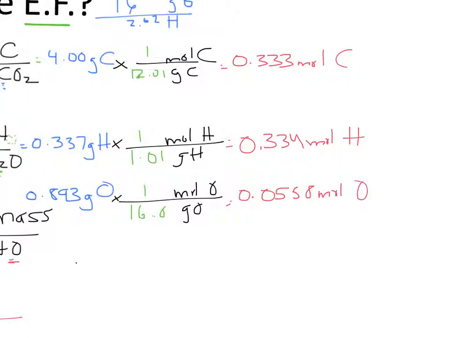All right, well, I know what you're going to ask next. Okay, well, I've got moles. What is your next step in solving for the empirical formula? So your first step is convert grams to moles. Your second step is divide by the least number of moles. Well, oxygen should be the obvious choice here. So I divide each by 0.0558.